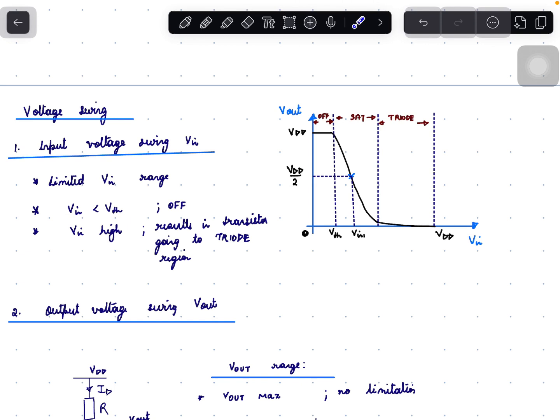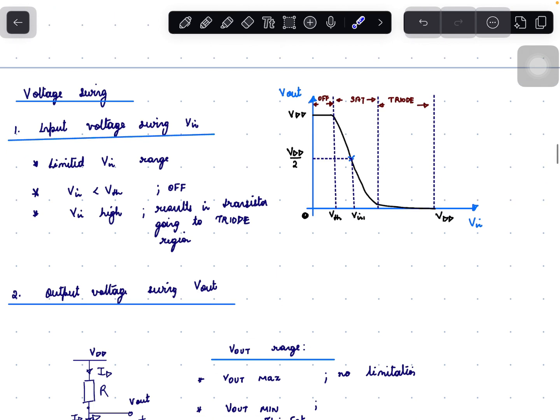Input voltage swing Vin. Here the range of input voltage swing, that is Vin, is that Vin should be greater than Vth, and Vin maximum value should be high, and it should not result in the transistor going to the triode region.